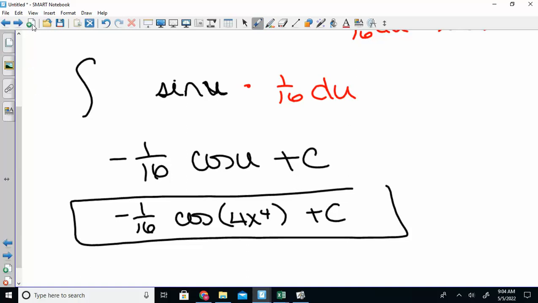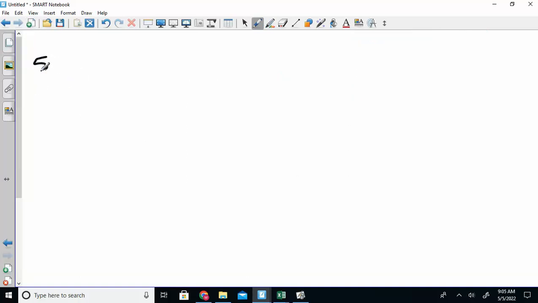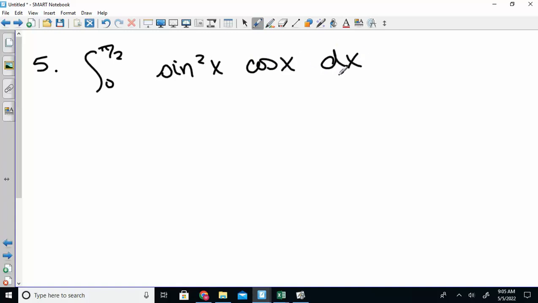So number 5. We'll go from 0 to pi over 2, sine squared x cosine x dx. All right, so if I'm going to pick my u, we have sine and cosine. Pick the one with the higher power. So I'm going to make my u just be sine. I don't want to make it sine squared because then when you do that derivative, you have to do the chain rule and it's going to get ugly. I just want the regular sine.